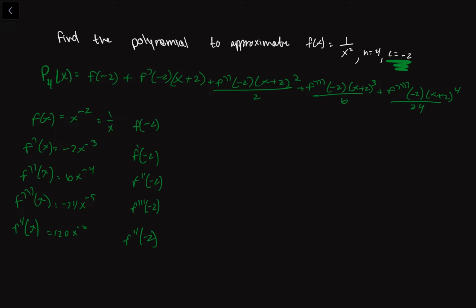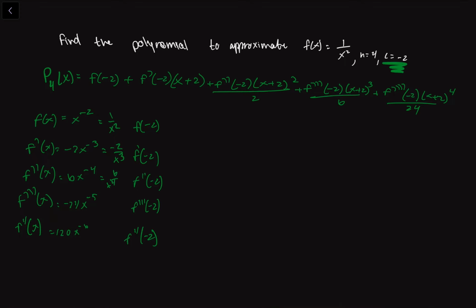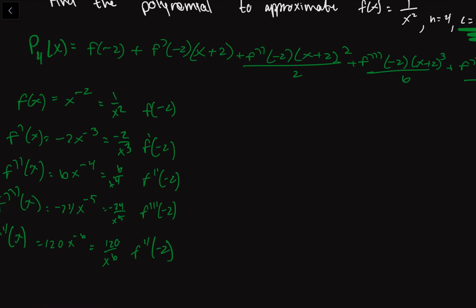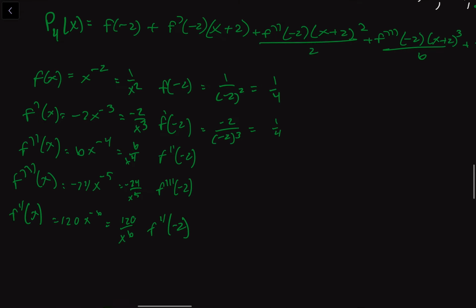So this will be 1 over x squared, negative 2 over x cubed. I just like to write it like this so it's easier to plug in. 6 over x to the 4, negative 24 over x to the 5th power, and finally 120 over x to the 6. Now let's plug in negative 2. We get 1 over negative 2 squared, so you just get 1/4. We get negative 2 over negative 2 cubed, so that should just be 1/4 again.